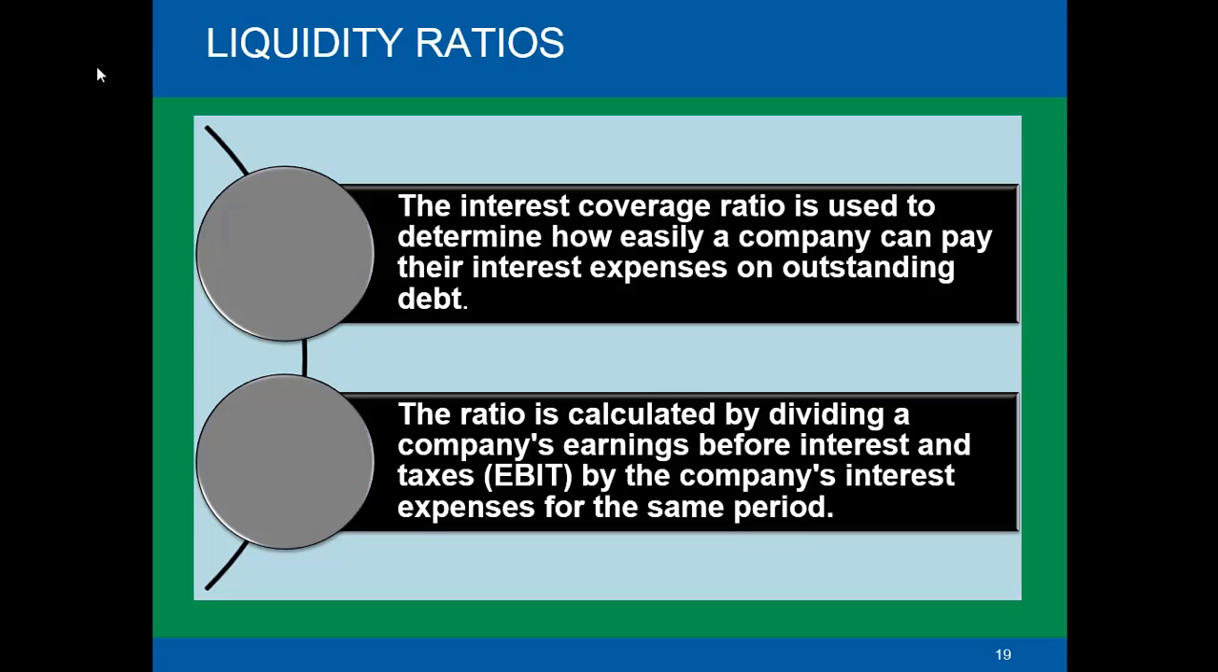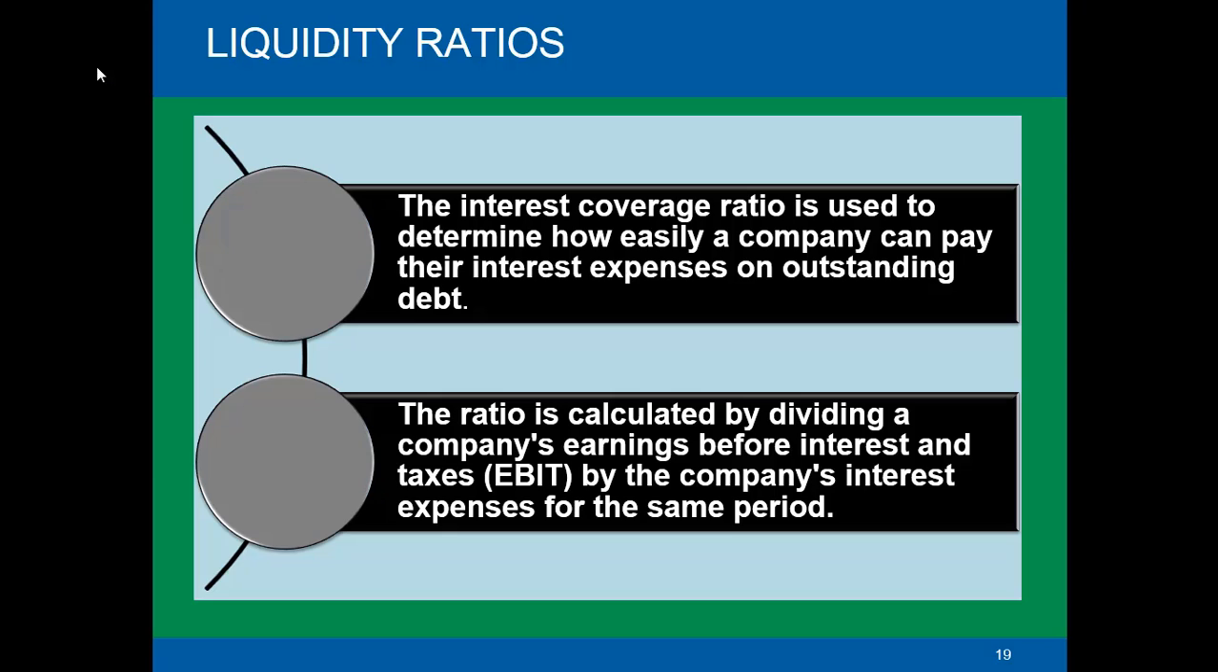Now let's understand the interest coverage ratio. The interest coverage ratio is calculated by dividing the company's earnings by the company's interest expense for the same period. Here the earnings are EBIT, which is earnings before interest and tax. The interest coverage ratio is used to determine how easily a company can pay its interest expense and outstanding debt.